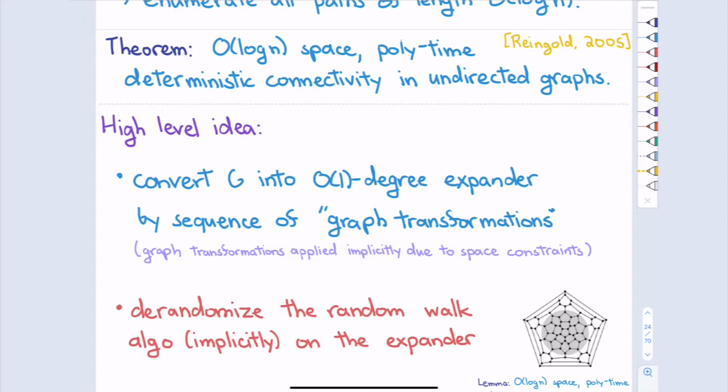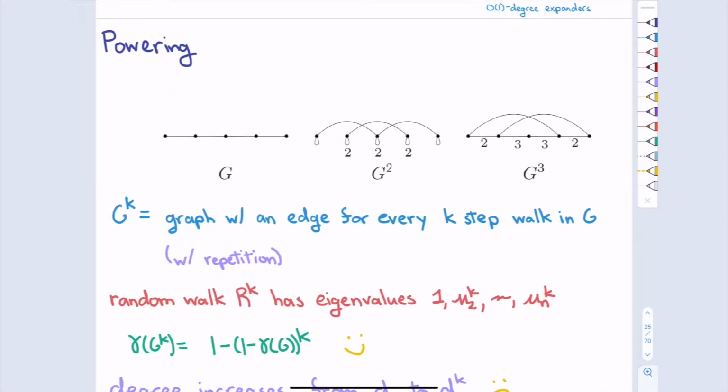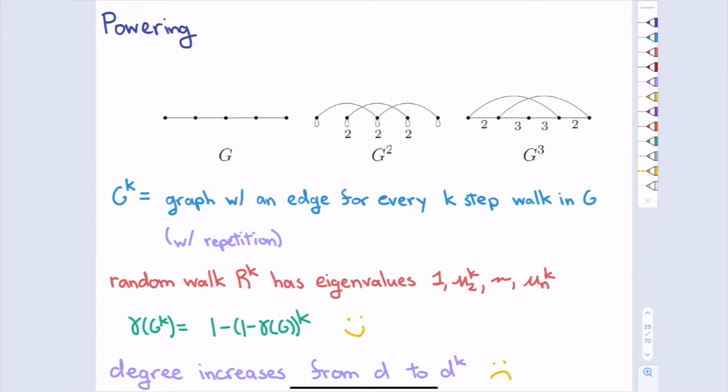So what were those graph transformations? One is powering. Just taking a graph, G squared would be the graph with one edge for every two-edge walk in the original graph. So really one step in G squared is like two steps in the original graph. So you'll converge to a stationary distribution twice as fast. In general, the spectral gap gets much better.